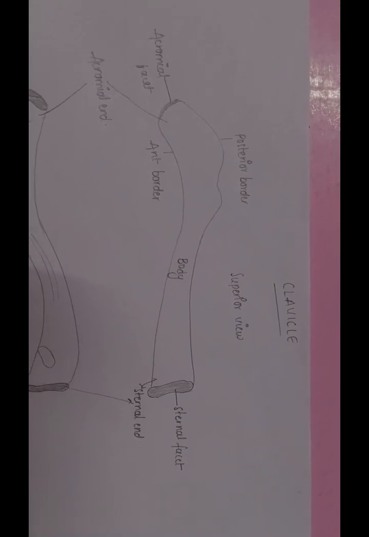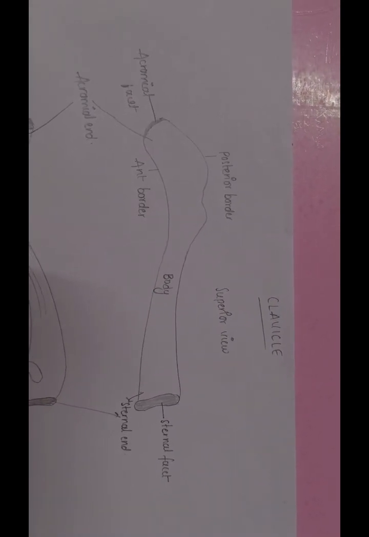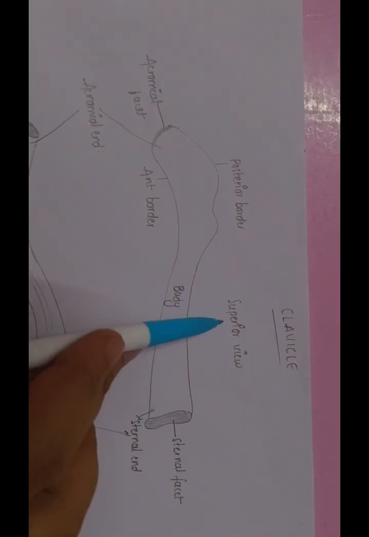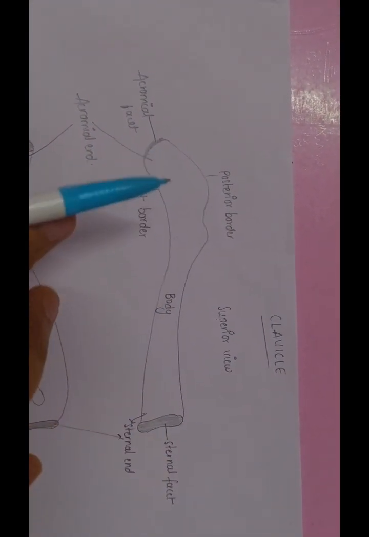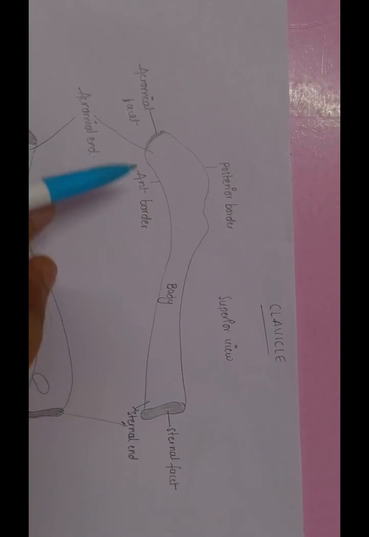Firstly, the clavicle is a long, horizontally located bone which transmits the weight of the limb to the sternum. It has the curved part and two ends. The curved part is known as the shaft, and the two ends are the medial end and the lateral end.